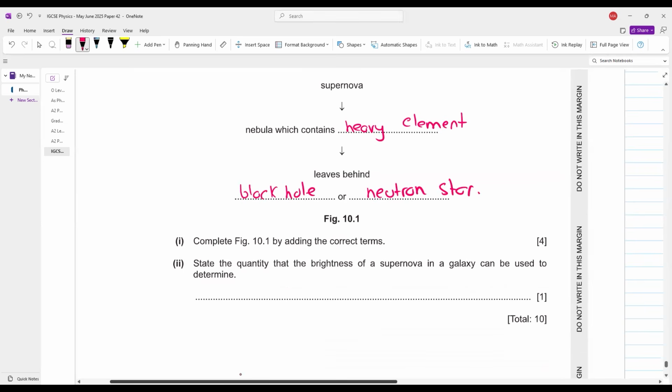State the quantity that the brightness of a supernova in a galaxy can be used to determine: the distance between the galaxy and the observer. The distance of the galaxy from observer, yeah, from Earth. Easy peasy, lemon squeezy. Let's further move ahead.